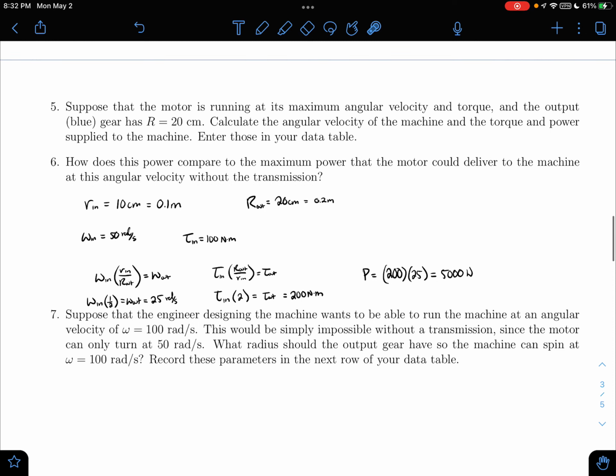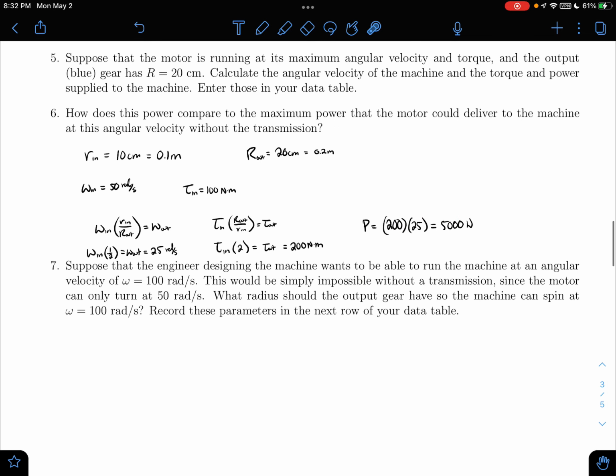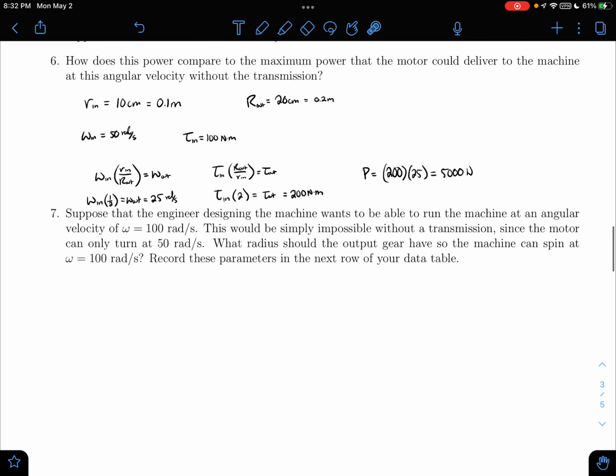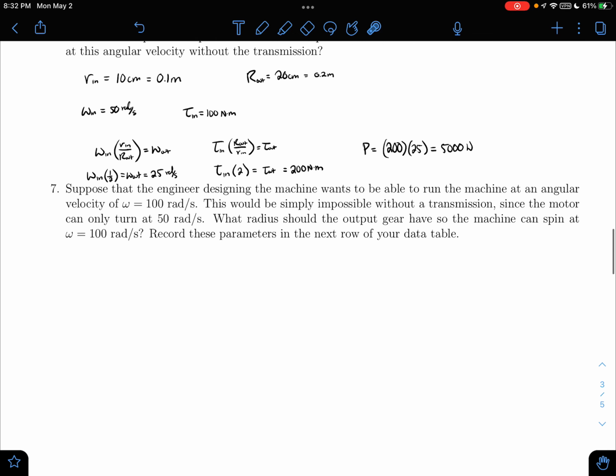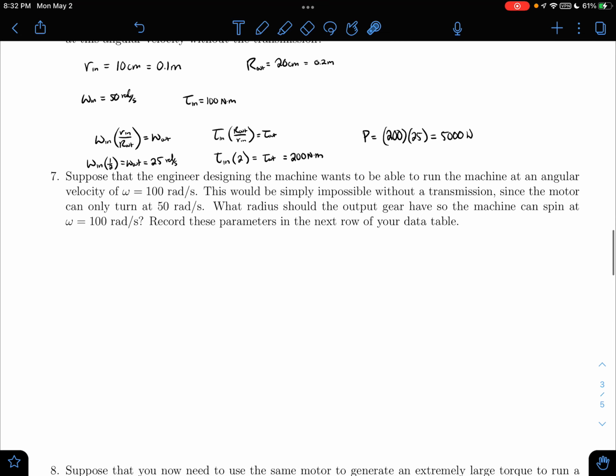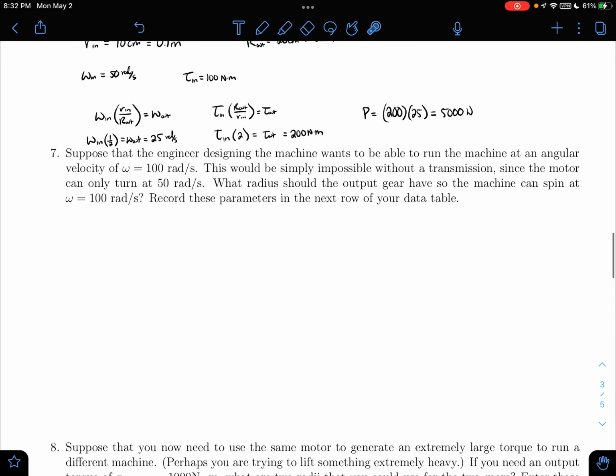Energy is conserved. Whatever energy we're putting into the machine, it has to be the energy that's coming out of the machine. However much energy the motor is putting into the transmission, our angular velocity isn't changing, so that's going to be the same energy that's being used by the machine. Right? So now we want to be able to run the machine at an angular velocity of 100.